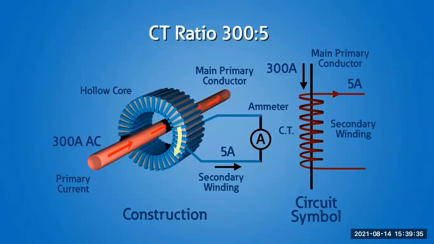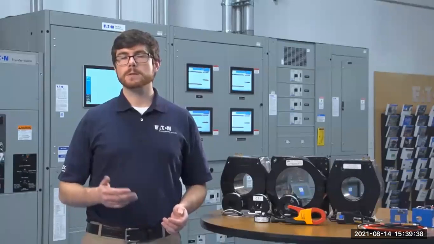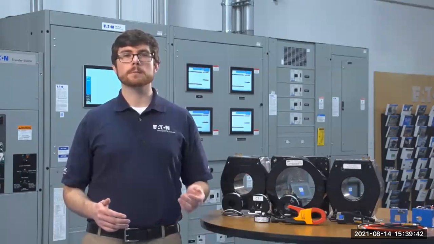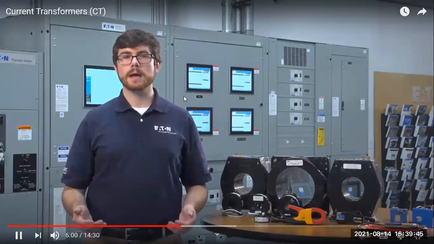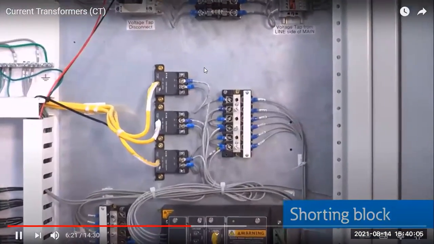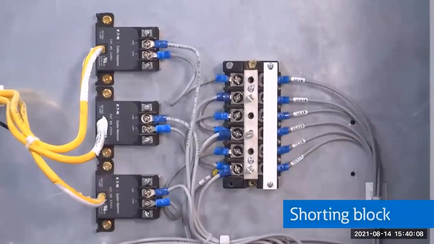Most CTs have a 5 amp output, but others have 1 amp. So when interfacing with a meter or circuit breaker, the correct multiplier must be used that will convert the 5 amp or 1 amp to the actual measured value. But even though the current steps down 300 amps to 5 amps, the voltage will step up on the secondary winding. An open circuit on the CT secondary winding can have dangerously high voltage of thousands of volts. When CTs aren't in use, they should always have their secondary winding shorted for safety by using a shorting block or a temporary jumper.